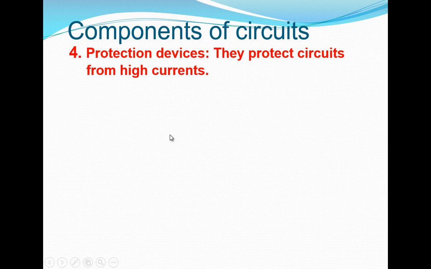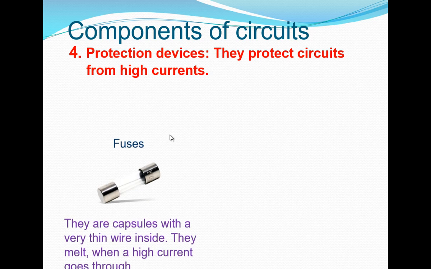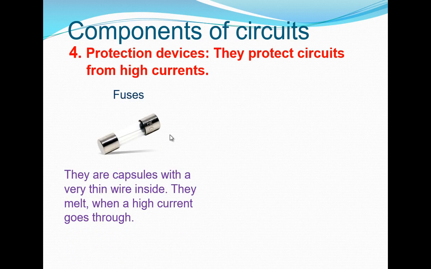Other components are protection devices. What are they? They protect circuits from high currents. For example, a fuse. They are capsules with a very thin wire inside. They melt if the current is too high, and so they protect other components.